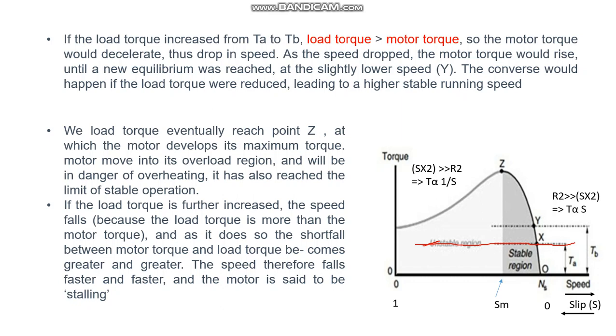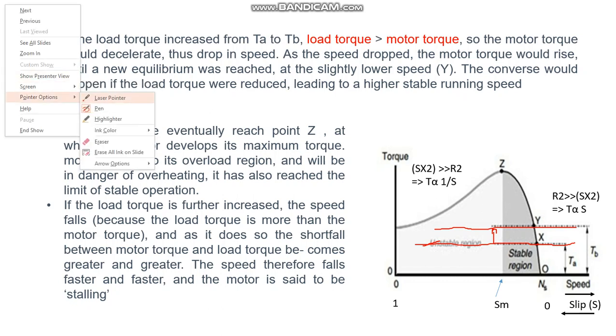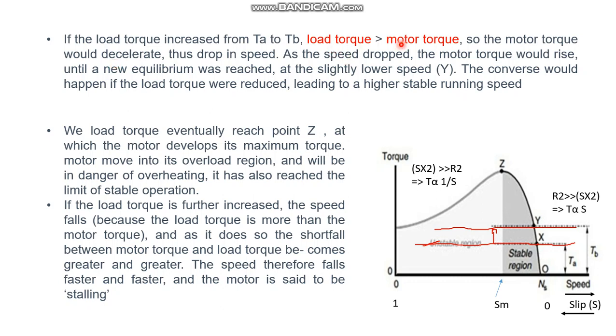Now if my load torque slightly increases from point x to point y, this line is shifted like this. If it is here, it is in the stable region. If it is slightly increased, the load torque is more compared to the electromagnetic torque. So the motor starts decelerating if the load torque is more than the electromagnetic torque, thus the speed reduces.